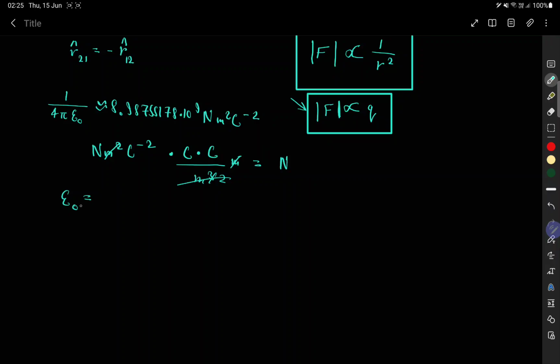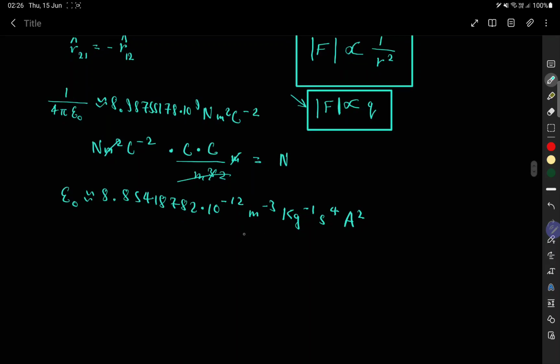Right. So this constant is about 8.85418782 times 10 to the power negative 12 per meter cubed per kg, seconds to the power 4 ampere squared. Okay, I hope you guys are aware of these units, because now I'll just explain what this constant implies.